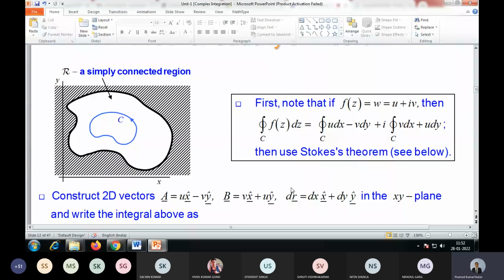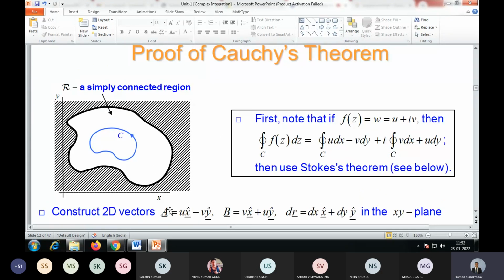It's okay. Now there are two ways to prove this theorem. One, we may use the Stokes theorem, and second, we may use the Green's theorem to prove the theorem. So now let's see, we are going to use the Stokes theorem.